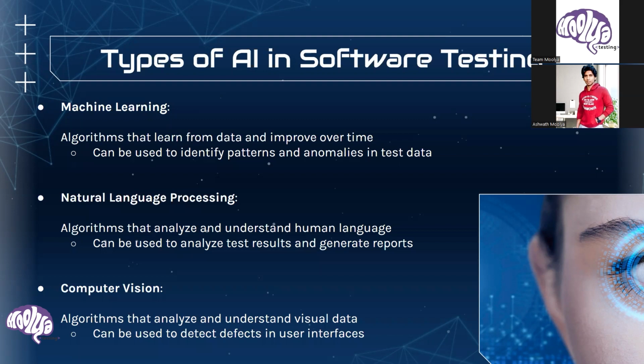So, types of AI in software testing. We know about machine learning and NLP, natural language processing, where it can analyze test results and generate beautiful reports. We all hate to generate reports, right?